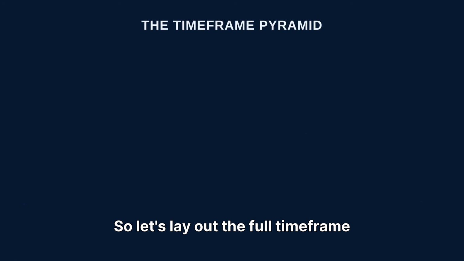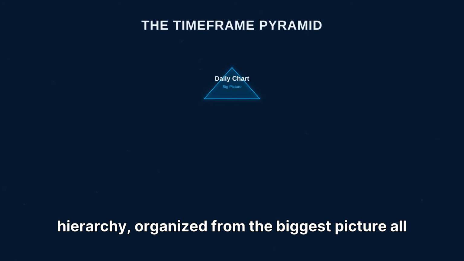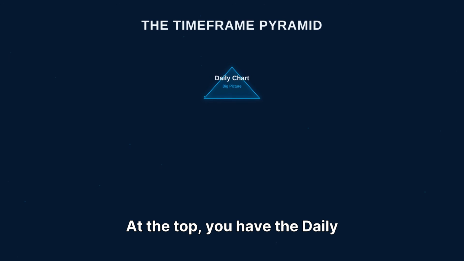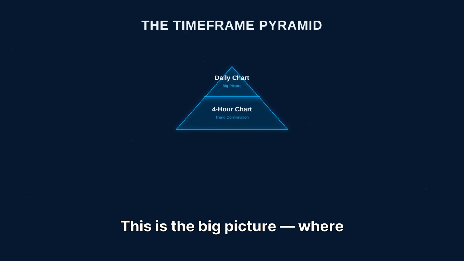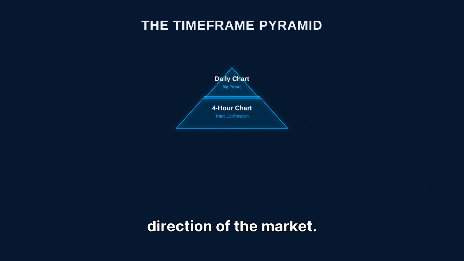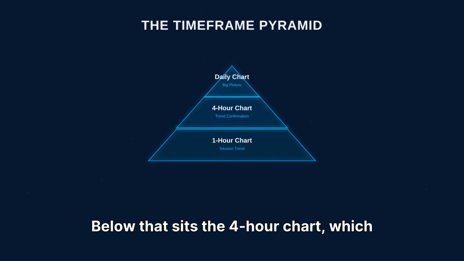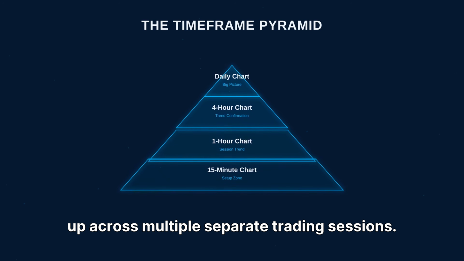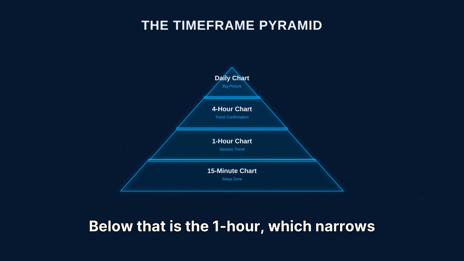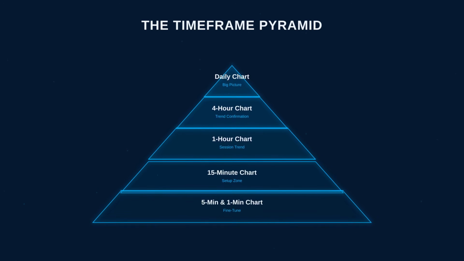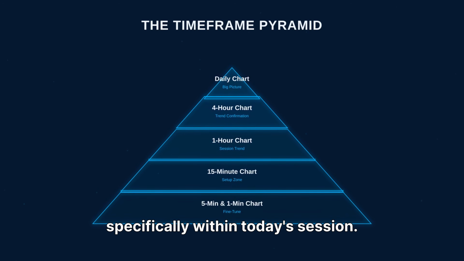So let's lay out the full time frame hierarchy, organized from the biggest picture all the way down to the smallest. At the top, you have the daily chart. This is the big picture, where institutions look first to determine the overall direction of the market. Below that sits the 4-hour chart, which confirms whether that daily trend is holding up across multiple separate trading sessions. Below that is the 1-hour, which narrows things down and shows you the trend specifically within today's session.